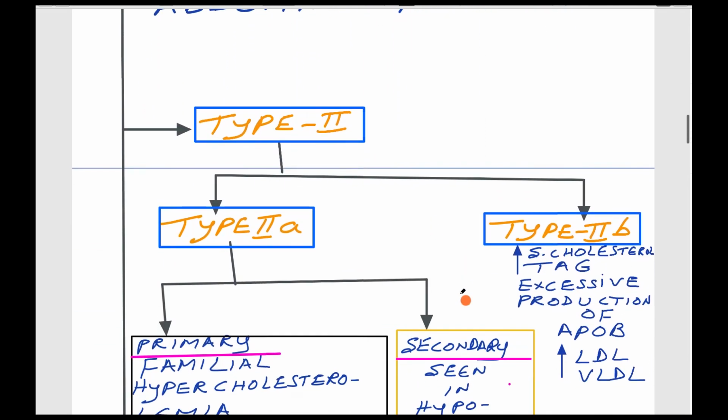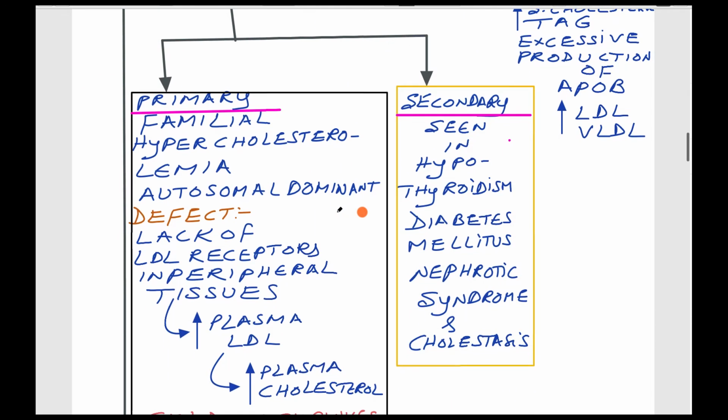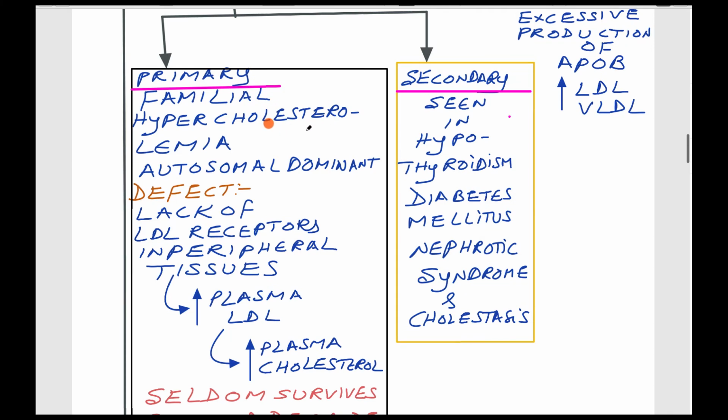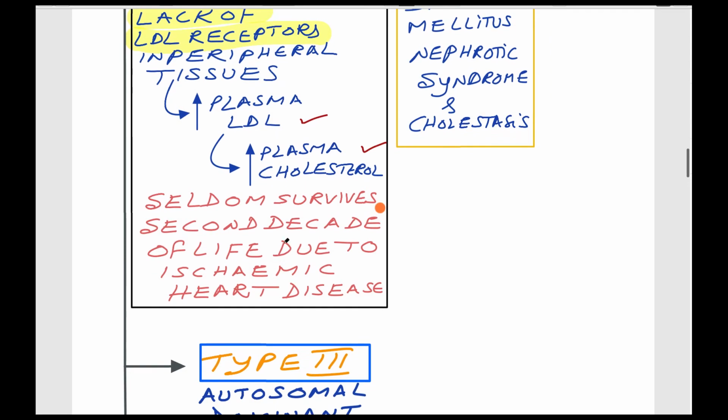Then type 2. Type 2 can be type 2A or type 2B. In type 2A, there is a primary and a secondary form. Primary is called familial hypercholesterolemia. It is autosomal dominant. What is the defect? There is a lack of LDL receptors in peripheral tissues. The result is an increase in plasma LDL that ultimately leads to an increase in plasma cholesterol. The afflicted person seldom survives the second decade of life due to ischemic heart disease.